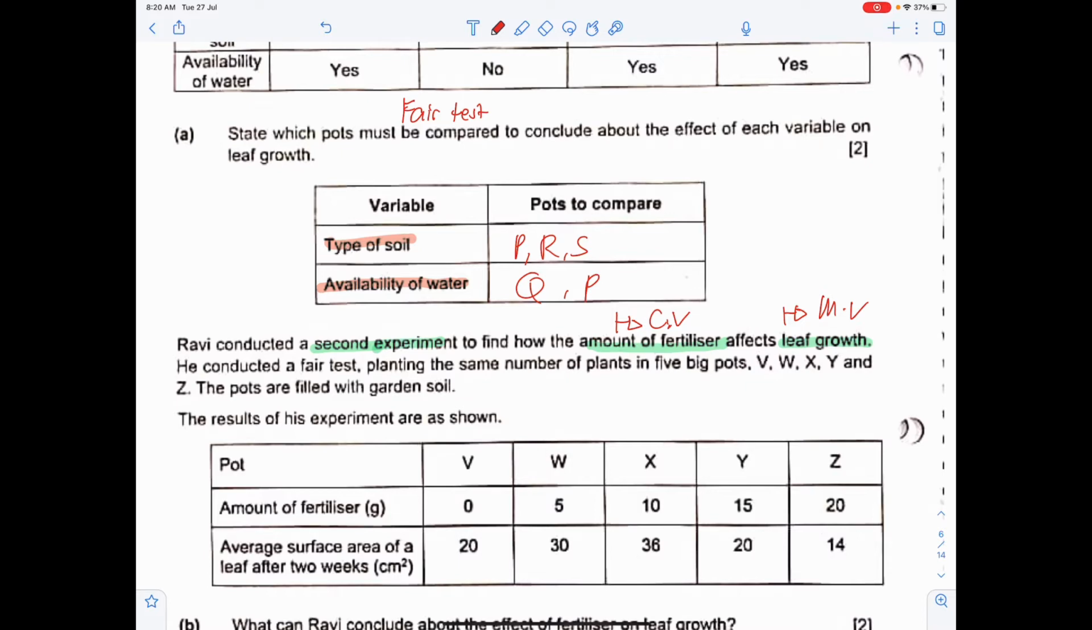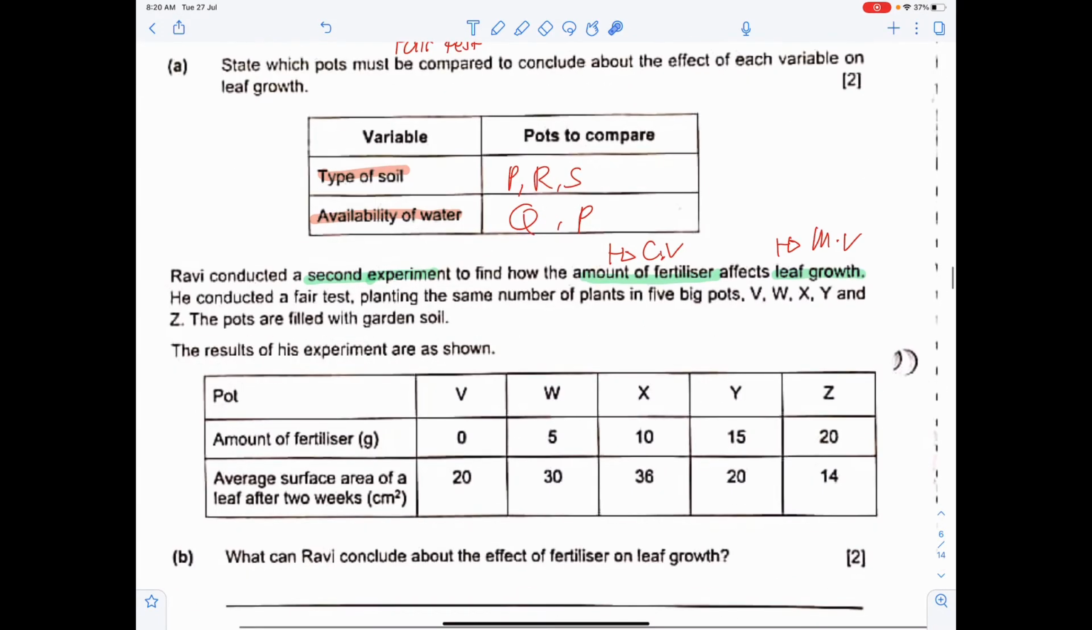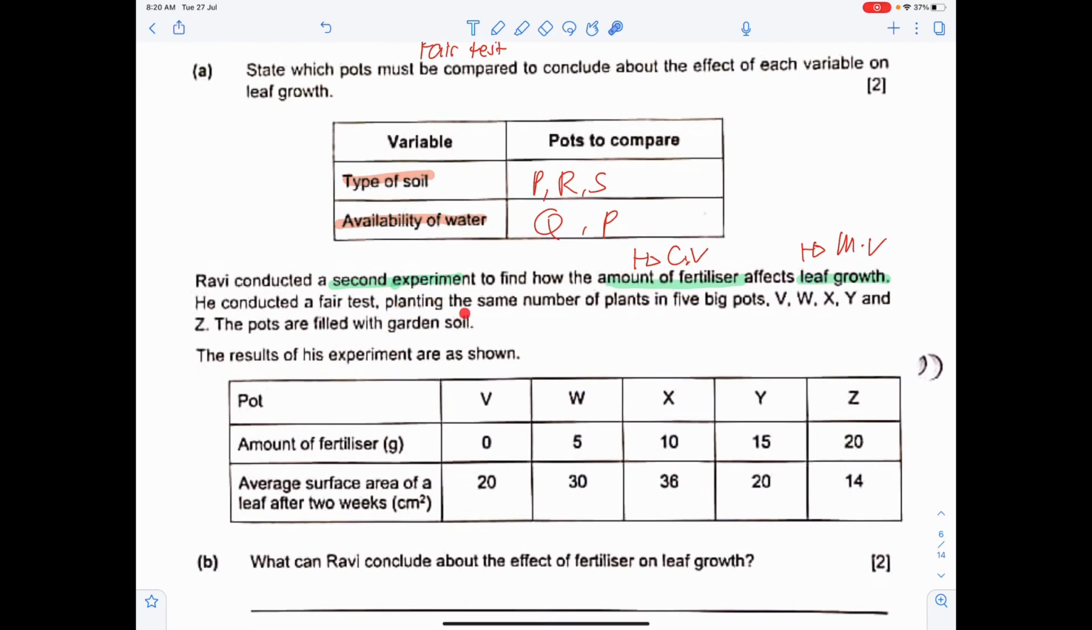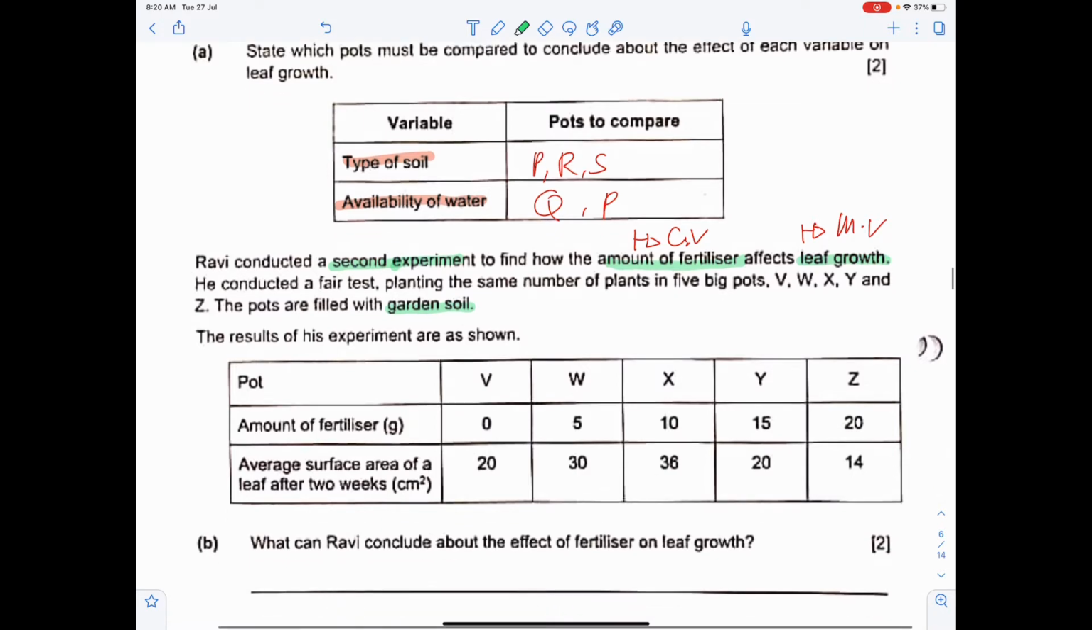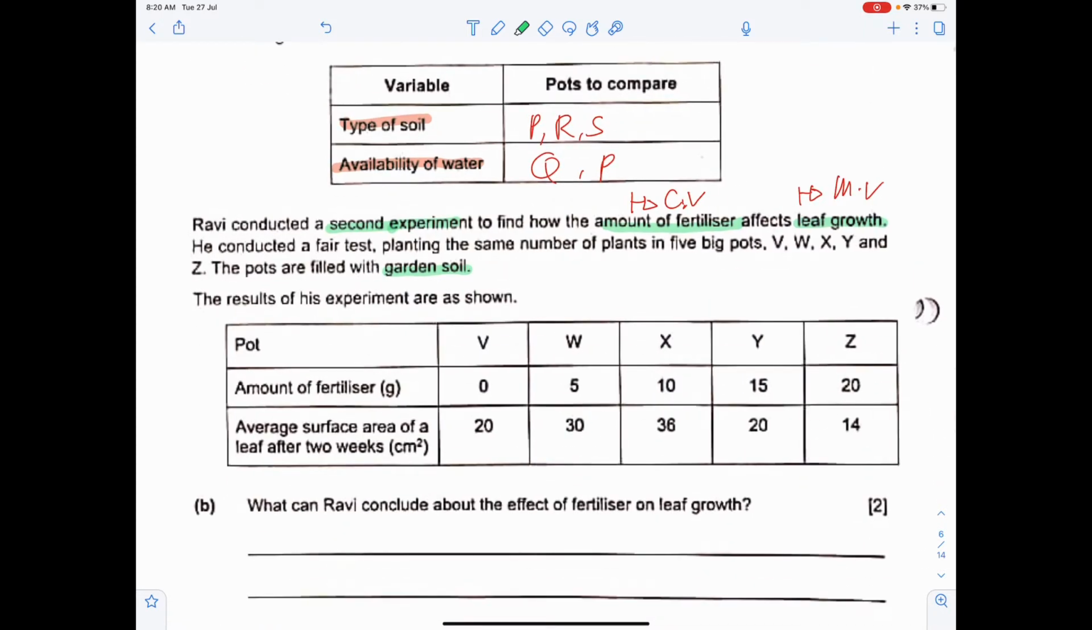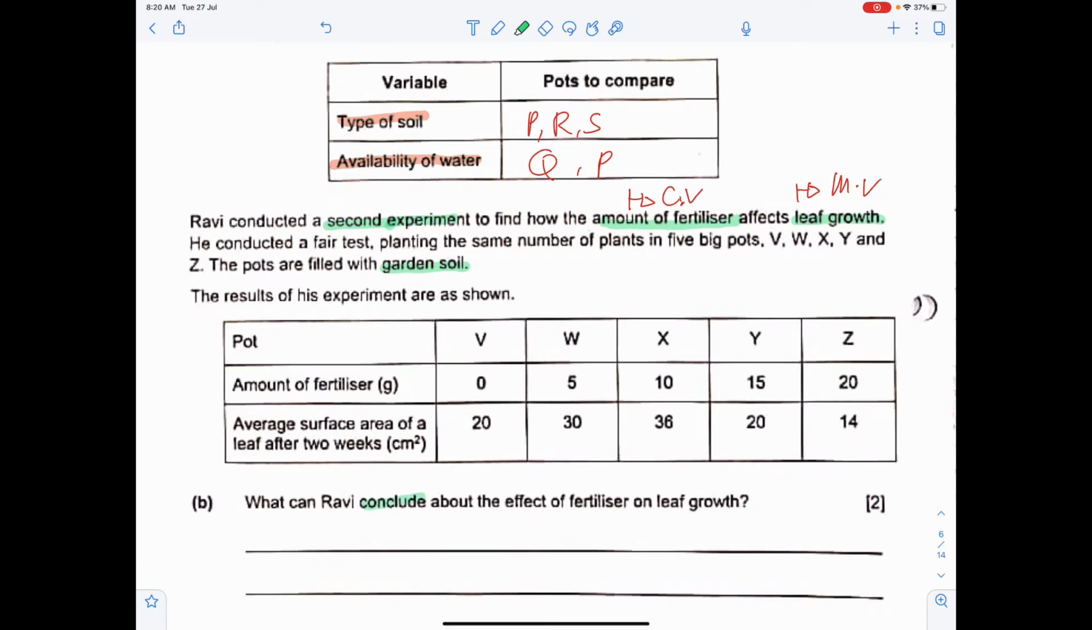So how do you help yourself? Annotate. It will really help you. He conducted a fair test planting the same number of plants in 5 big pots. Okay? The pots are all filled with garden soil. Highlight that. Okay? The results of it are shown. So they ask, what can Ravi conclude about the effect of fertilizers on leaf growth?